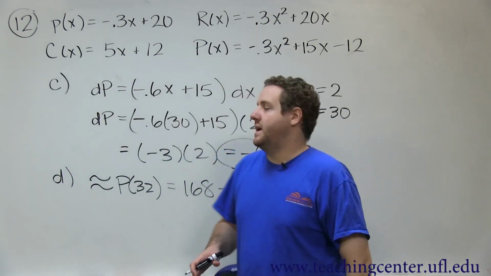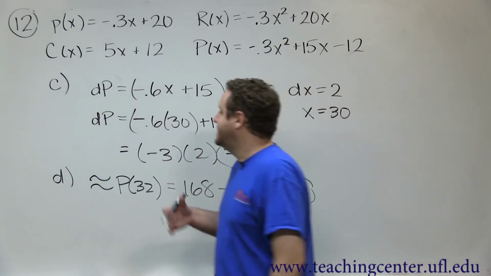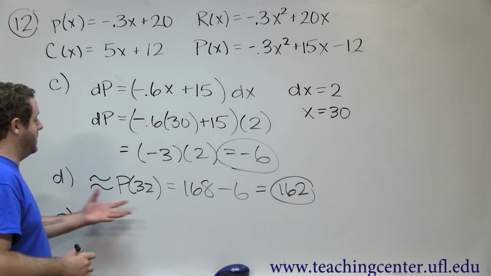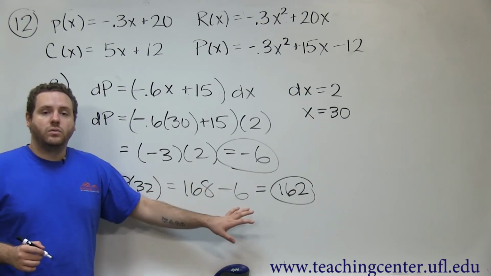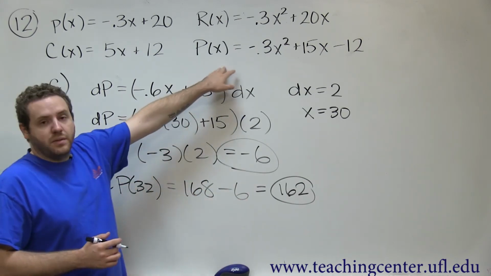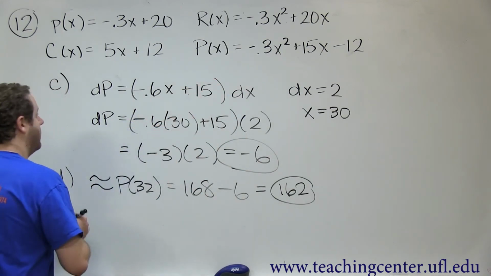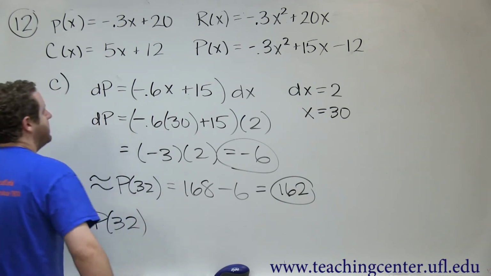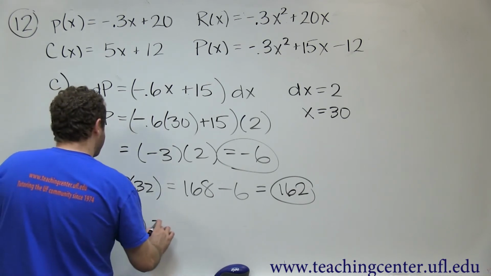And part E is saying let's make the comparison. What is the actual profit when we do 32? This was the model, this was our estimation model. But the actual value, you could just plug in 32 here and see what we get, and let's see how close it is. So we're just going to do P of 32 and see what we get.